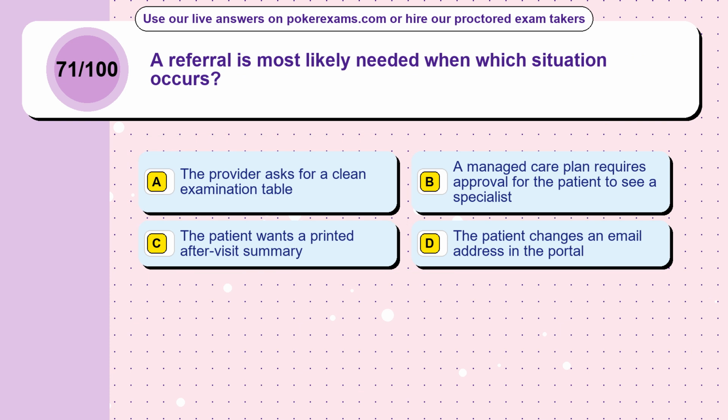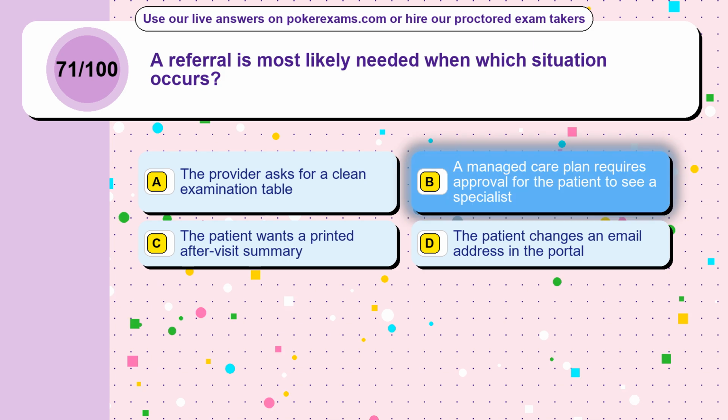Question 71. A referral is most likely needed when which situation occurs? Option A, the provider asks for a clean examination table. Option B, a managed care plan requires approval for the patient to see a specialist. Option C, the patient wants a printed after-visit summary. Option D, the patient changes an email address in the portal.